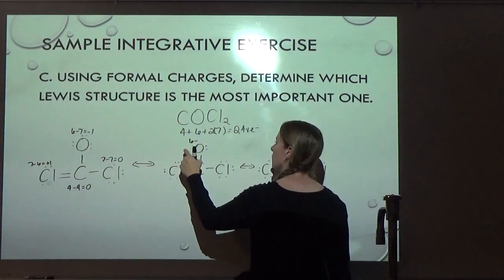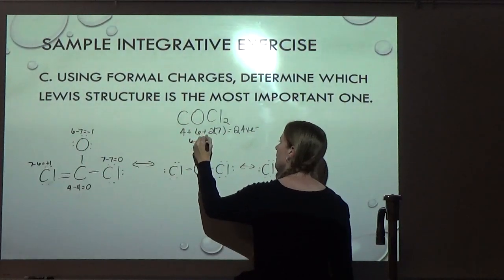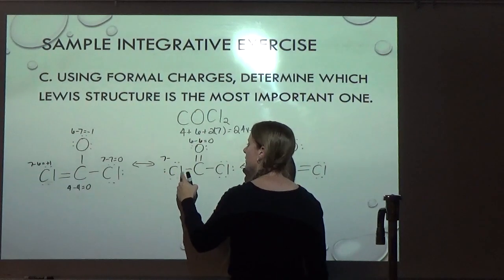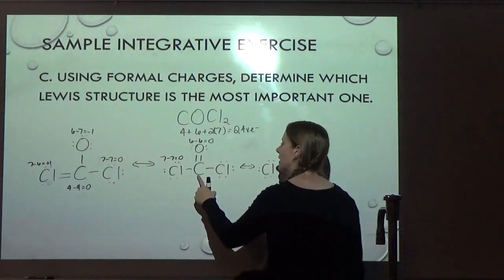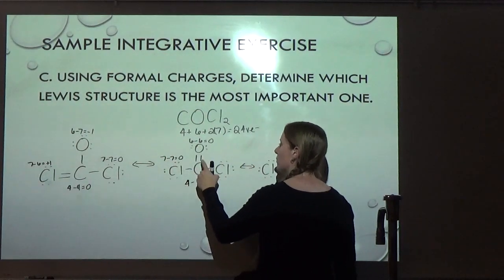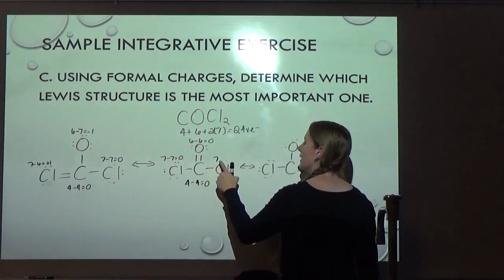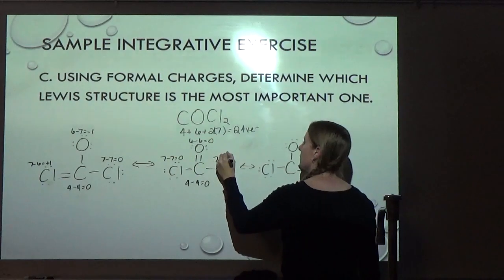O has 6. We gave it 6. So it's 0. Cl is 7. We gave it 7. So it's 0. C is 4. We gave it 4. So it's 0. Cl is 7. We gave it 7, which is 0.